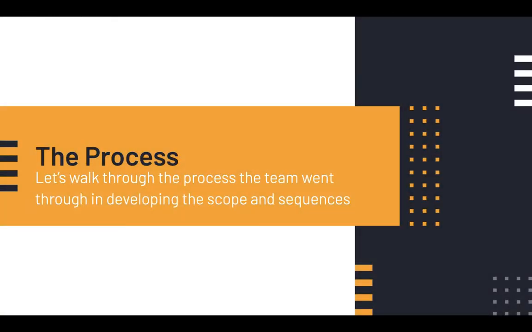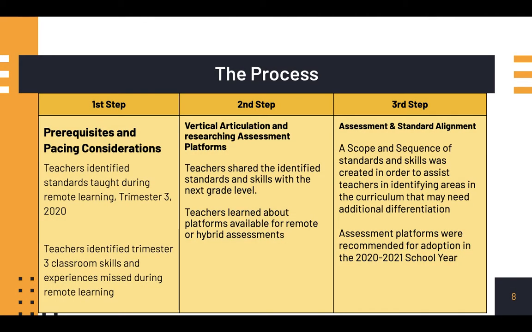So we're going to talk a little bit about the process of how we went through this work. So the first thing that our kindergarten through fifth grade teachers did was they identified the standards that were taught during remote learning in trimester 3, 2020. Then the teachers identified some skills that their students may have normally gotten in the classroom or some experiences that they missed because of remote learning.